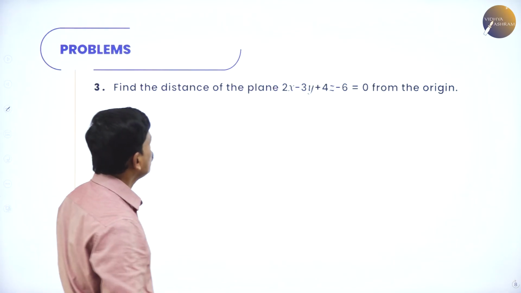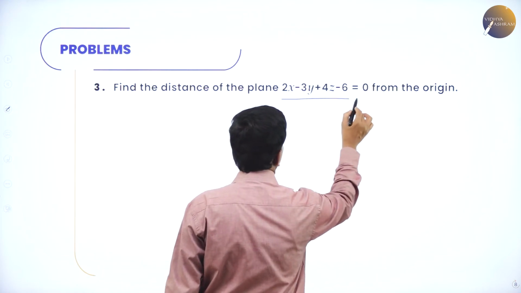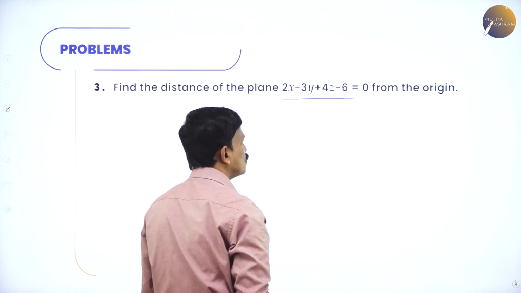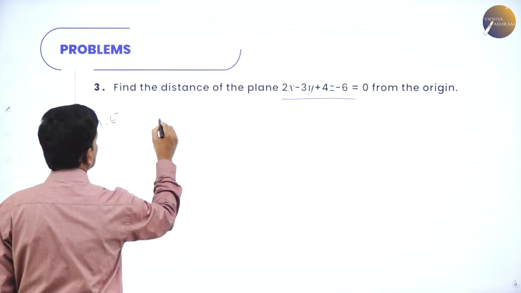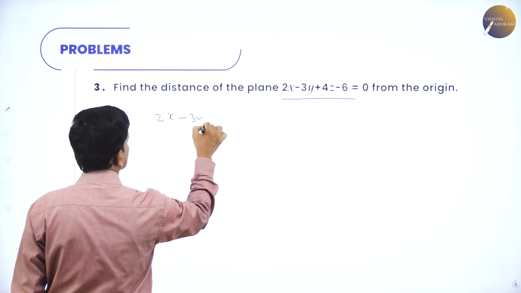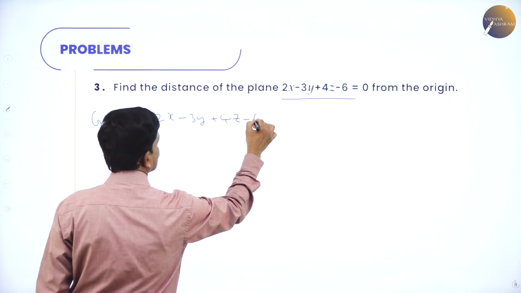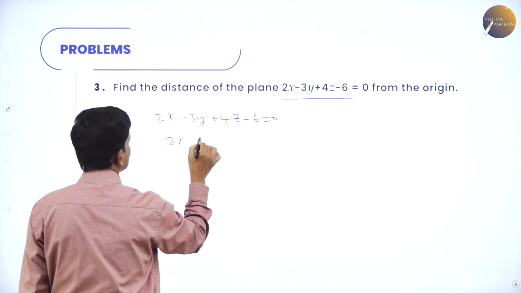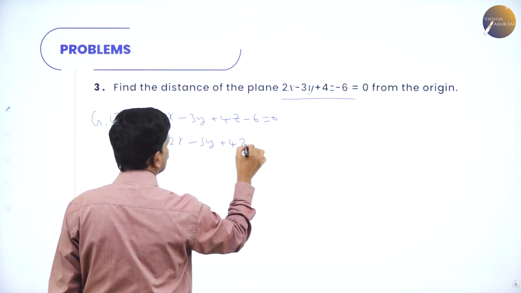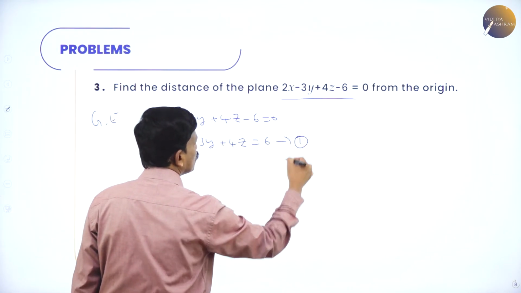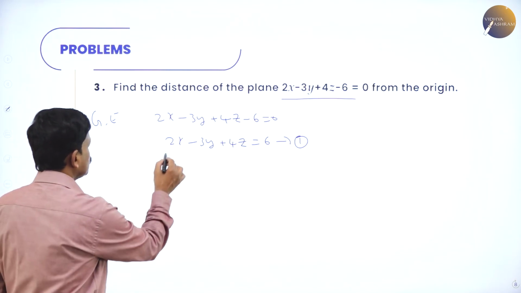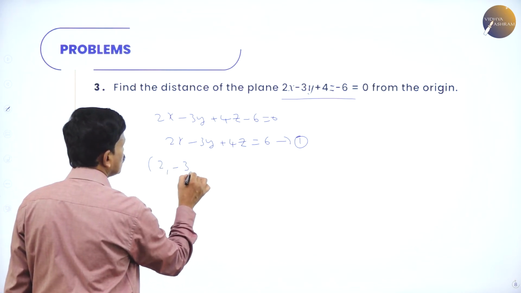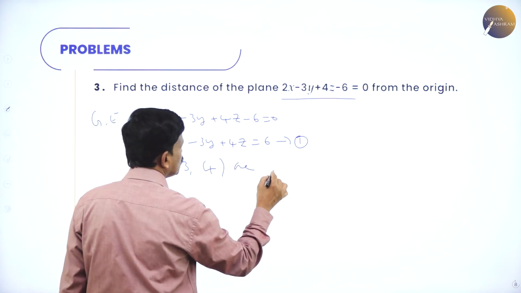Find the distance of the plane 2x minus 3y plus 4z minus 6 is equal to 0 from the origin. Now, the given equation is 2x minus 3y plus 4z minus 6 is equal to 0, or this is 2x minus 3y plus 4z is equal to 6, equation number 1. Now, the direction ratios normal to this plane are 2, minus 3, 4.